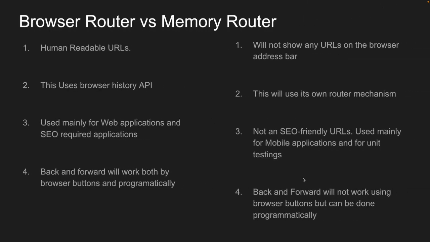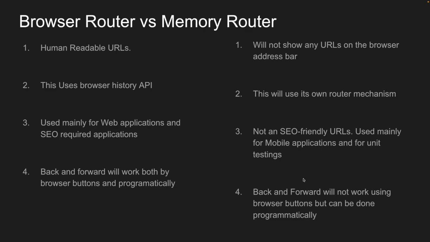So here, the browser router, as we mentioned, has human readable URLs, whereas in memory router, the routing will be managed but will not be shown on the URL. That means in the background, the memory will be created for each and every route, and it will be managed, but it will not be shown on the address bar. That is your memory router. Coming to the browser router, it always uses the history API which is provided by our browsers. Whereas memory router has its own mechanism for managing routing in memory, so it will not use the browser's history API.